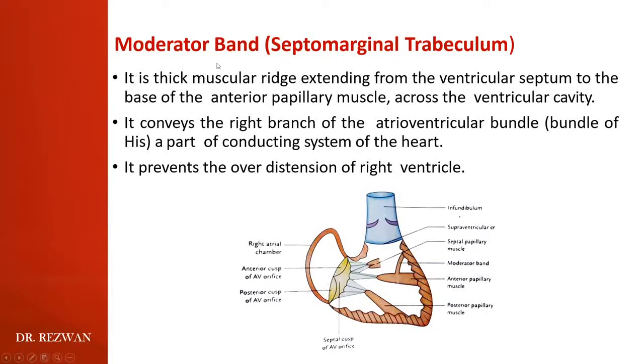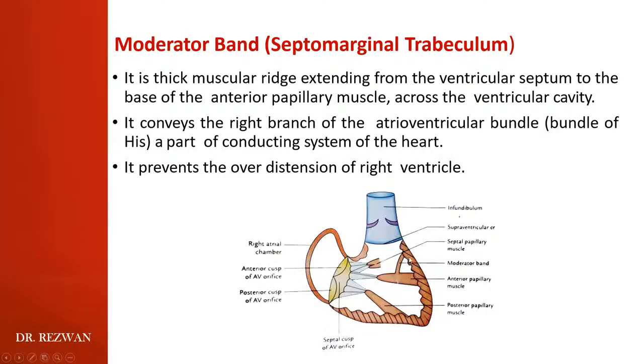Now again another structure is the moderator band that we have already named. It is the thick muscular ridge extending from the ventricular septum to the base of the anterior papillary muscle across the ventricular cavity. It conveys the right branch of the atrioventricular bundle or the bundle of His, a part of the conducting system of the heart. It prevents the over-distension of the right ventricle as well. In this picture, we can see these are the papillary muscles, posterior, anterior and the septal papillary muscles having chorda tendineae attached with the cusps, and this thing we can see that from the anterior papillary muscle to the ventricular wall, this is the moderator band.